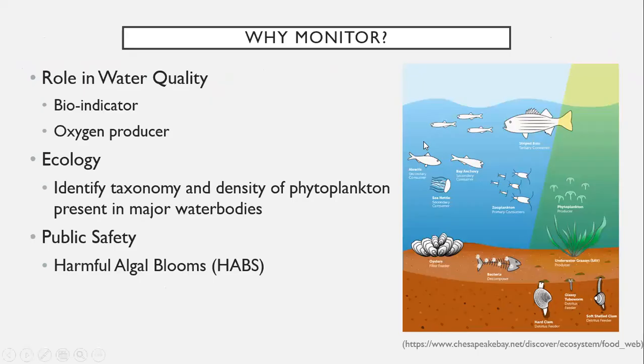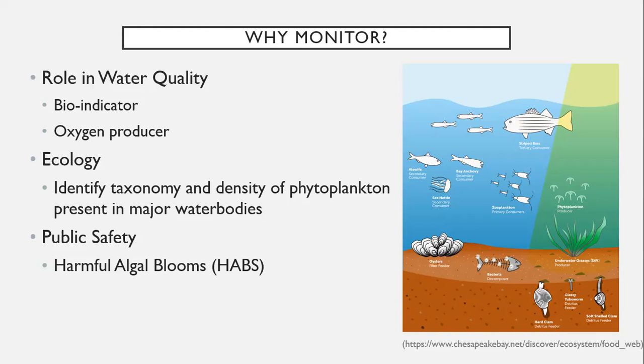Okay, so why do we monitor phytoplankton in the district? Well, there's a couple of reasons for that. First is the role phytoplankton plays in water quality. It can act as a bioindicator of a healthy system. For example, a healthy system would have a nutrient concentration that supports phytoplankton growth. If there are too many nutrients or eutrophication, that can lead to blooms that can negatively impact the water quality. For example, they can limit sunlight and deplete oxygen as well.